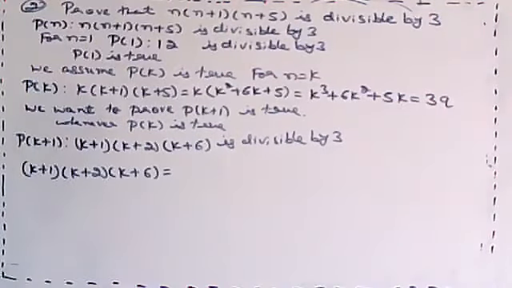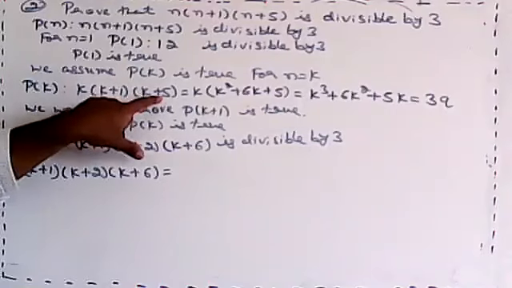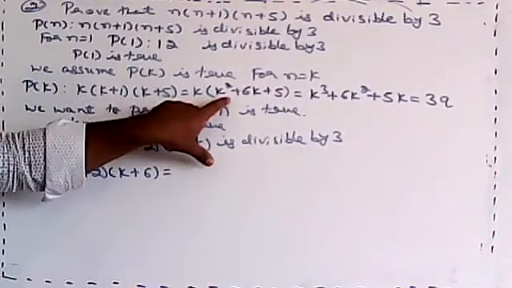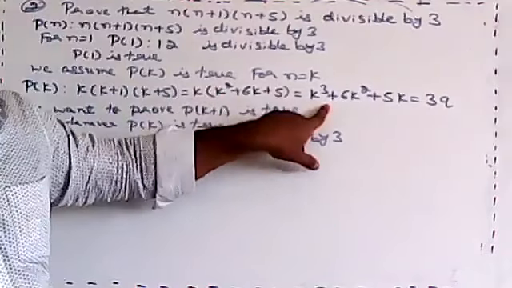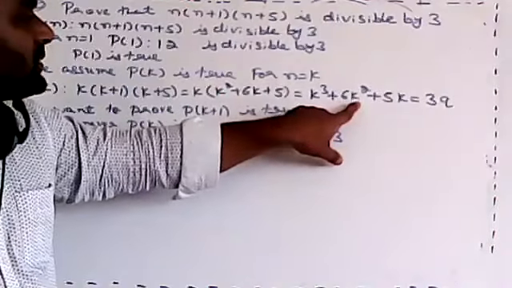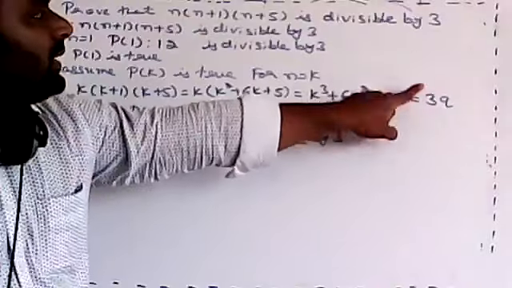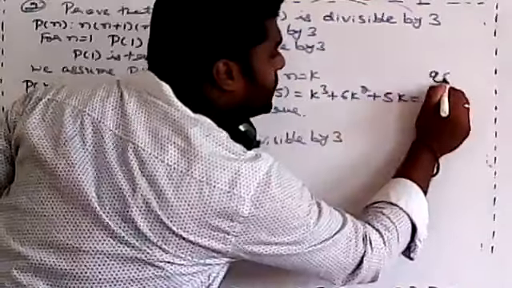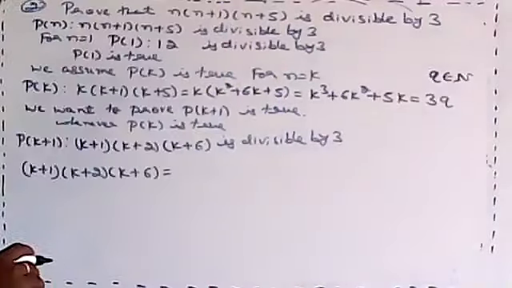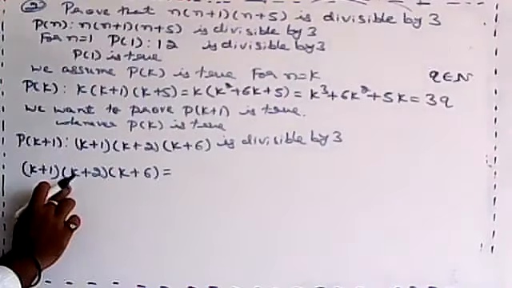Clear this step? Just I write in the form of simplified form. Okay, just multiply k plus 1 into k plus 5. So we'll get k square plus 6k plus 5. Then you multiply with k, you'll get the equation k cube plus 6k square plus 5k. That one I'm taking as divisible by 3, that is 3q, where q belongs to n. Correct? Now I move on to this step here.